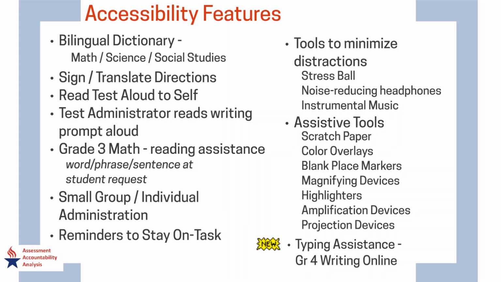Next, we address accessibility features, which are available to any student without the need for any special population status. Typing assistance for students taking Grade 4 writing online has now formally been added to accessibility features. Remember also that reading assistance on Grade 3 math is still available to all students, provided the assistance is minimal and requested by the student. Our office always recommends offering accessibility features on a case-by-case basis.